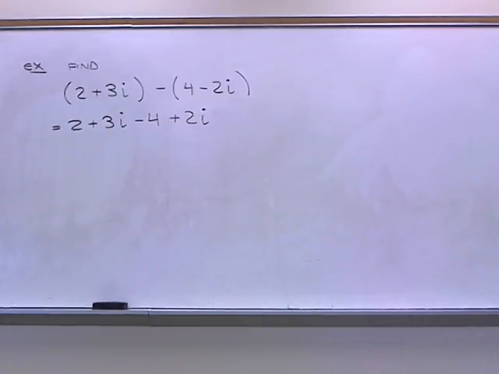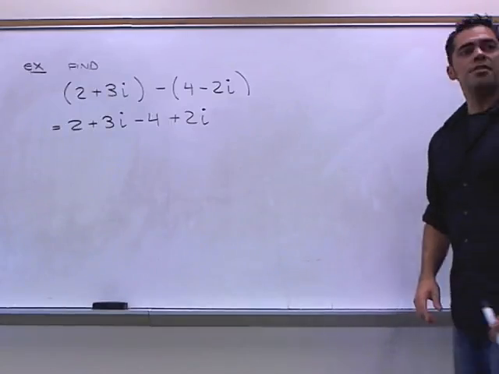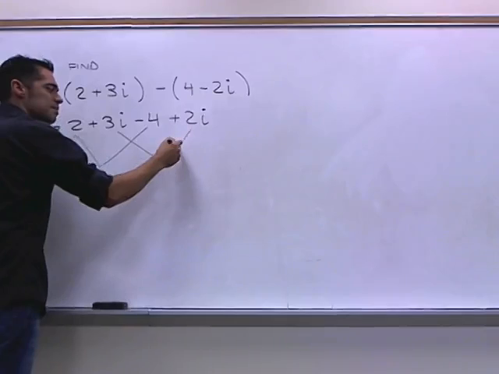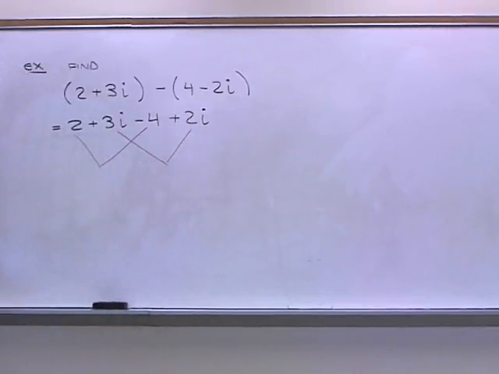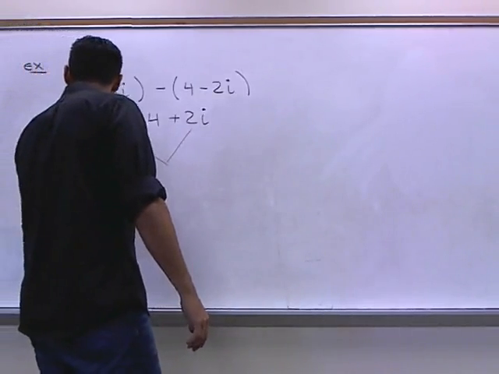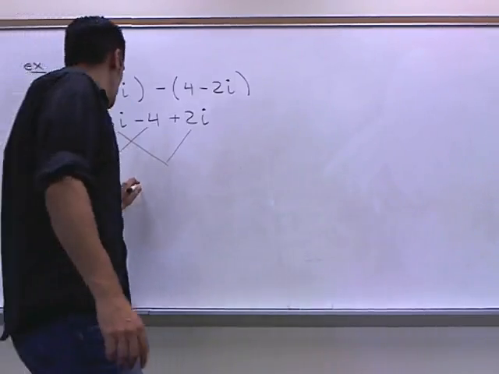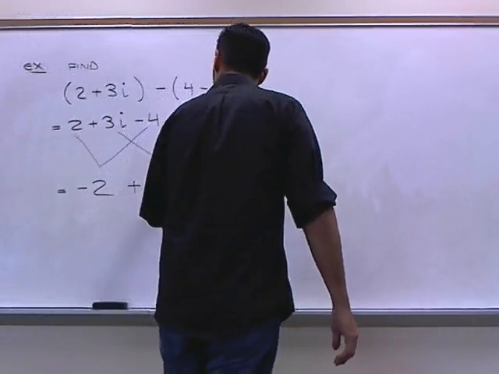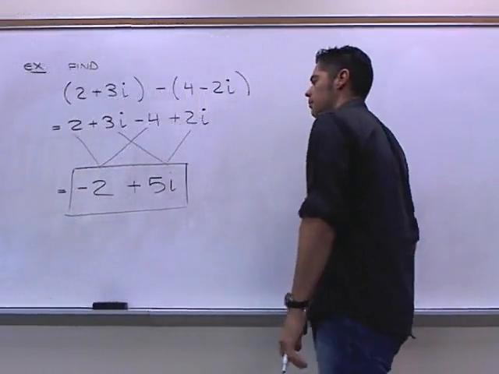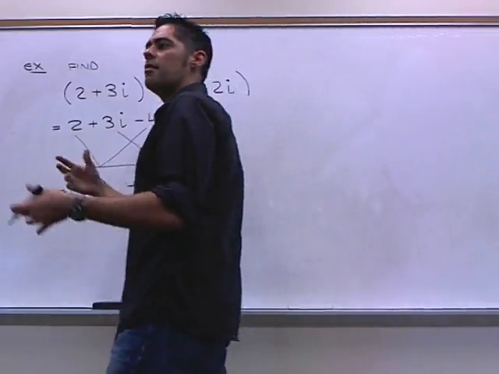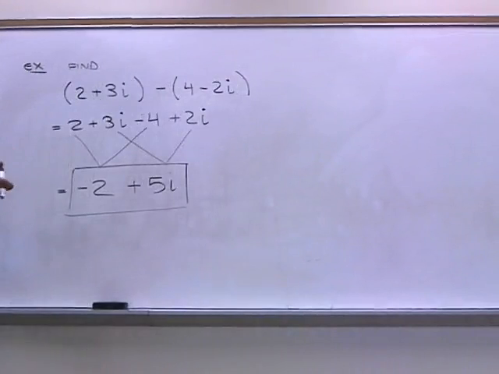And then let's combine like terms. Just as you might imagine, things without i's go together, things with i's go together. So my 2 take away 4 gives me -2, and then 3 i's plus 2 i's is 5 i's. There we go. That's it. That's your answer. So this would be considered adding and subtracting imaginary numbers.